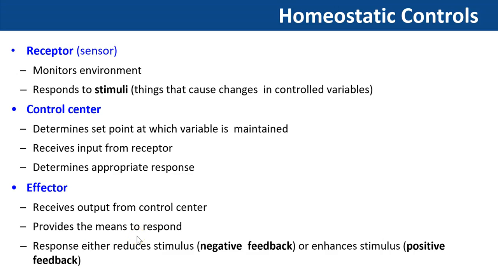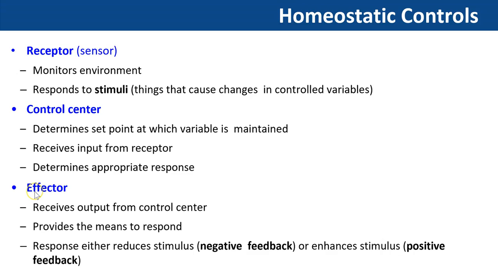The first component is the receptor. The receptor is a type of sensor that monitors the environment and responds to changes in the environment. It responds to such changes, called stimuli, by sending information to the second component. The second component is the control center. The control center determines the set point. It receives input from the receptor and also determines the appropriate response.